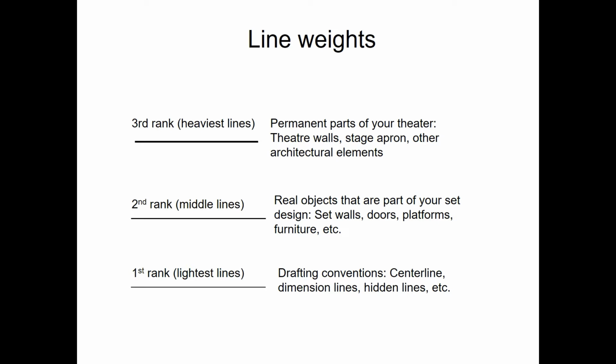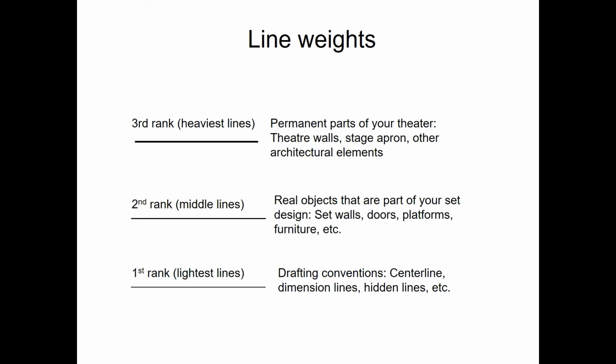The most comfortable pencil you have, your 2H or maybe your 4H, depending on how hard you press, is going to want to be that second rank line. Those are the middleweight lines that are for all of the real objects on your stage. That's going to be most of the things that you're putting down in the drawing. That's walls and platforms and props and all the sort of things. Even lettering probably is going to use that middle rank line.